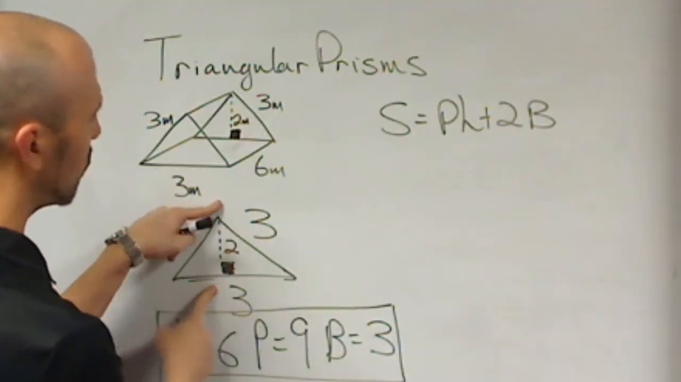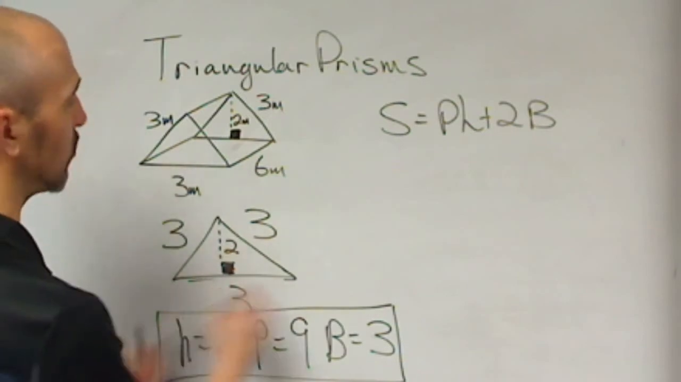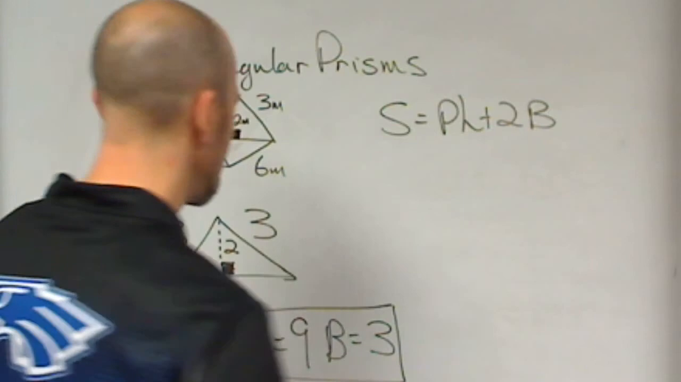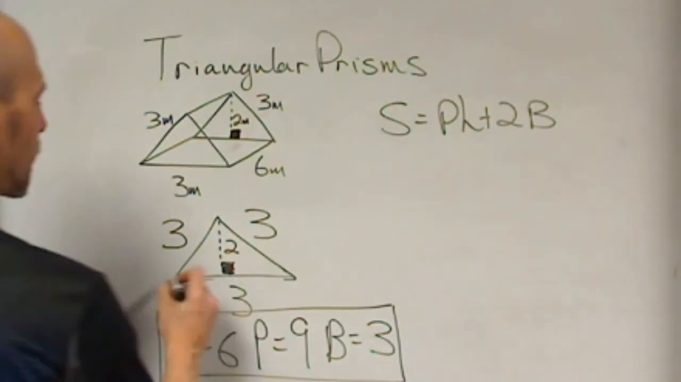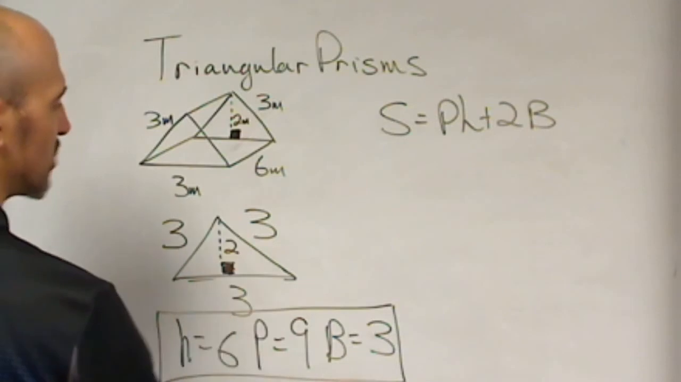Remember, height of the triangle and height of the prism are two different things. This is just the height of the triangle. This is the distance between the two triangles. All right, and then perimeter came from 3 plus 3 plus 3. Area of the base came from 3 times 2 is 6, divided by 2 is 3.